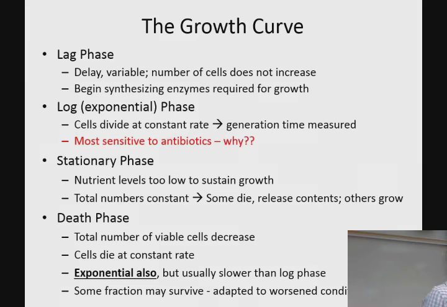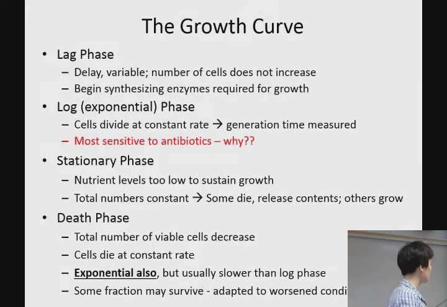And then we get to the death phase. So sad, this has to happen eventually. The total number of viable cells starts to fall. They die at a constant rate. I just want to emphasize this because I think a lot of people don't recognize this, and it is important to understand. In this phase, again, we see an exponential decrease, and usually a slower rate of decrease than we saw during the growth, but nonetheless, it is exponential. Anything that kills cells does so exponentially.